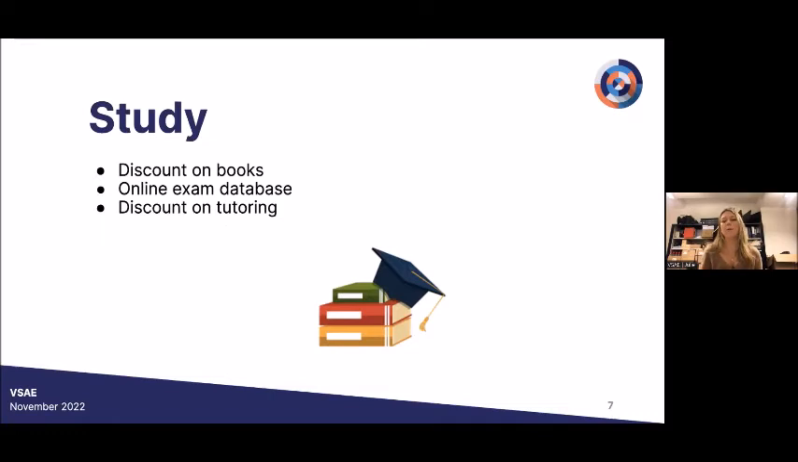And lastly, we also offer a discount on tutoring. So if you're struggling a little bit more with a course, you can also get help with tutoring, and we offer a discount on this. So that's also very nice.